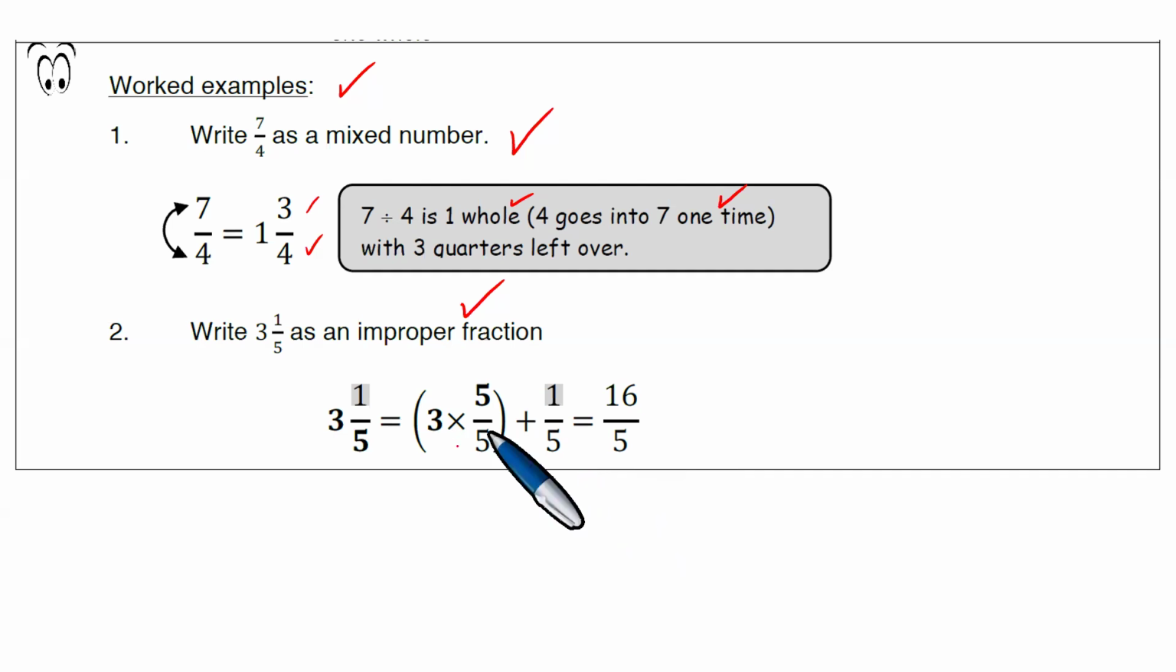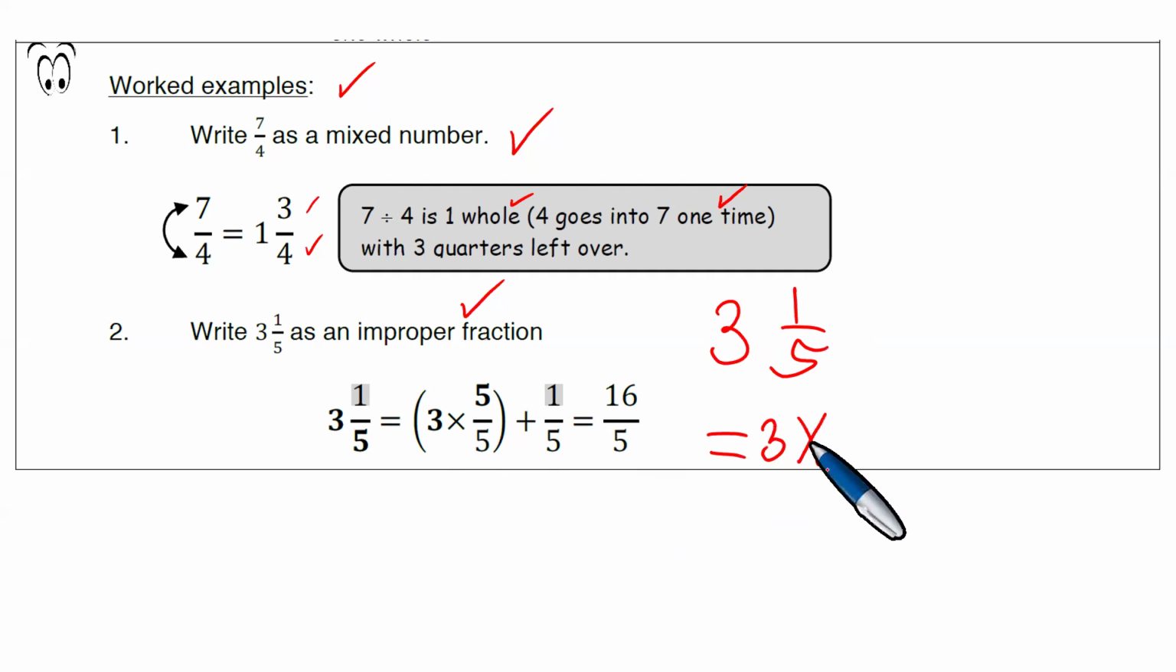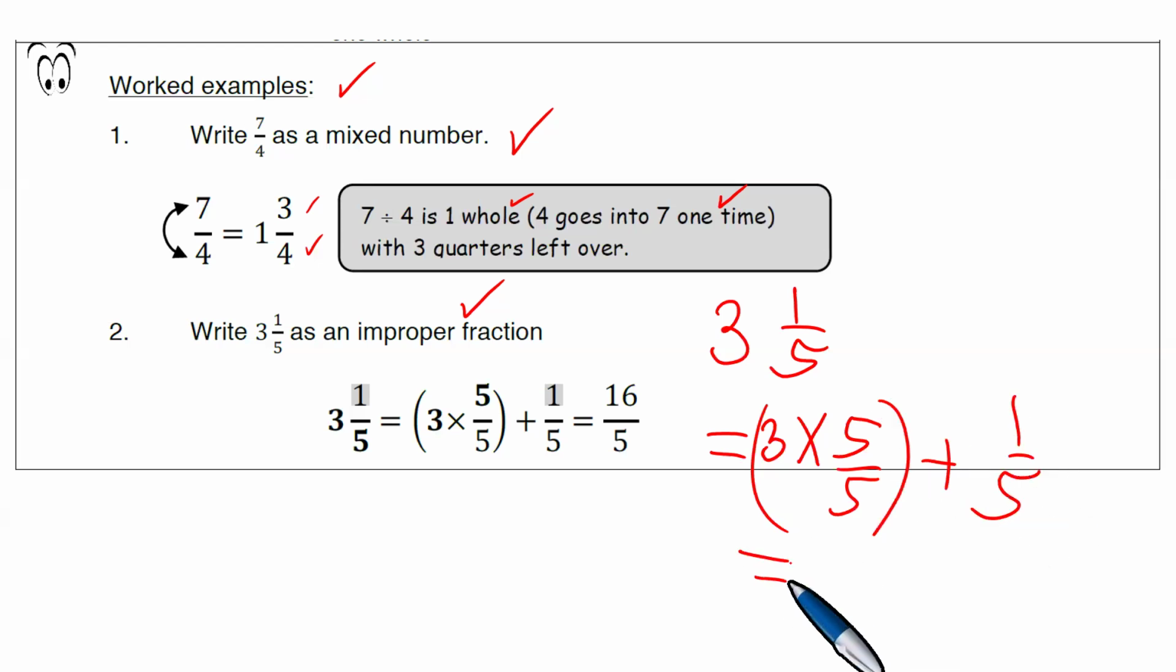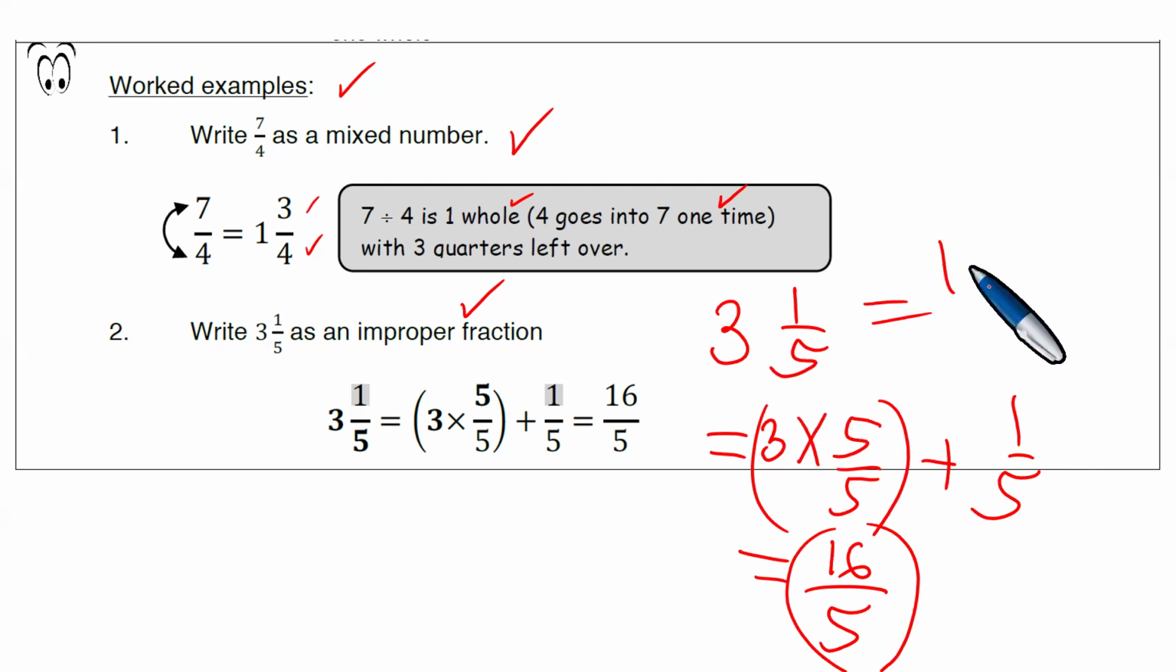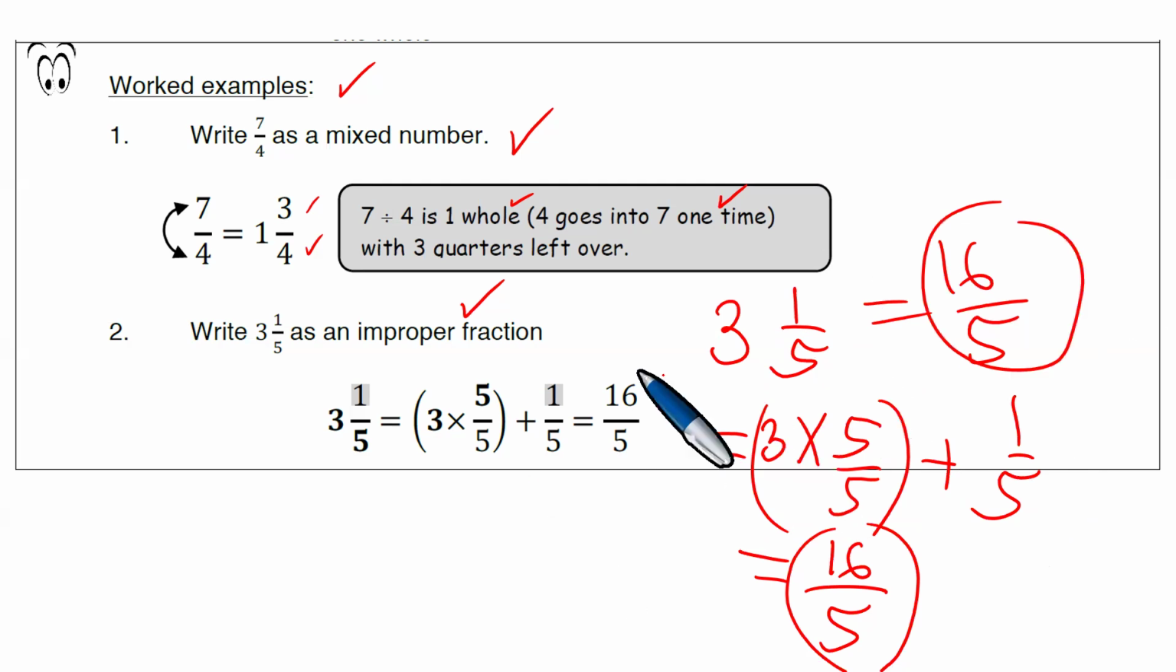Now, this is very interesting. If you have 3 and 1/5, there are a couple of ways to do that. It's 3 times, because it's out of 5 here, you multiply by 5/5, but you also add 1/5. 3 by 5 is 15, plus 1, 16/5. So it's 16/5 either way, an improper fraction.